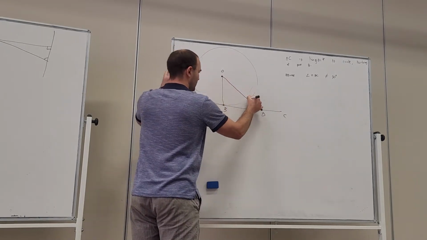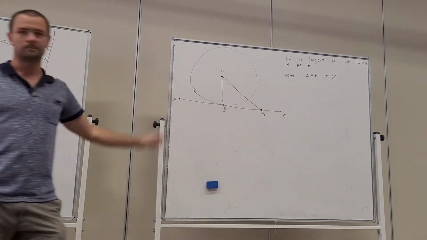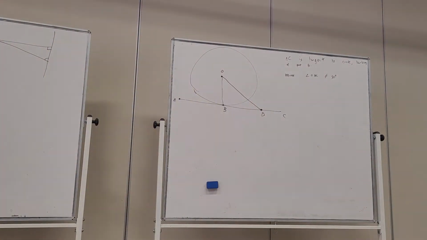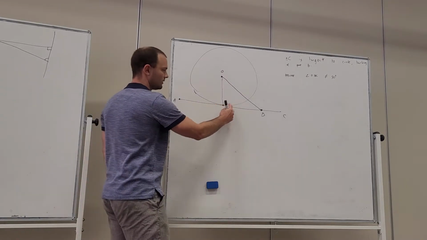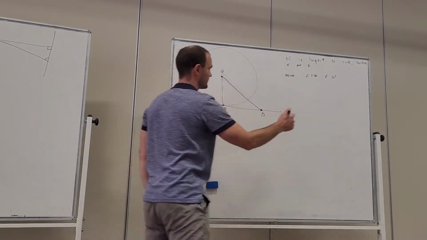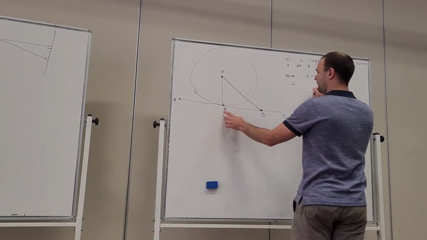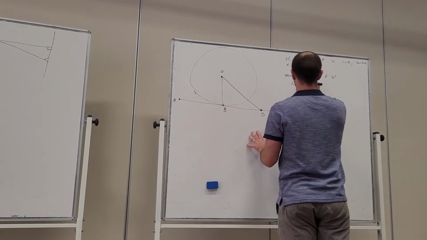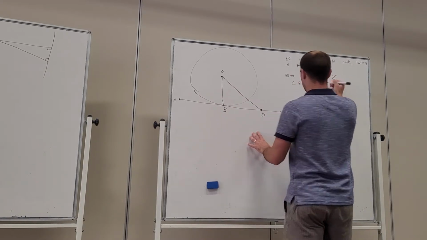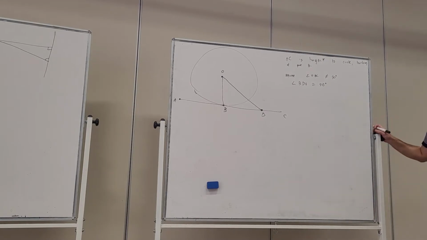And so we've got this point here. And so this is what we're going to assume. This angle is not 90. So we're going to say this one, angle BDO, is 90 degrees. Okay. Doesn't look like it. We've got to stretch our minds a bit.